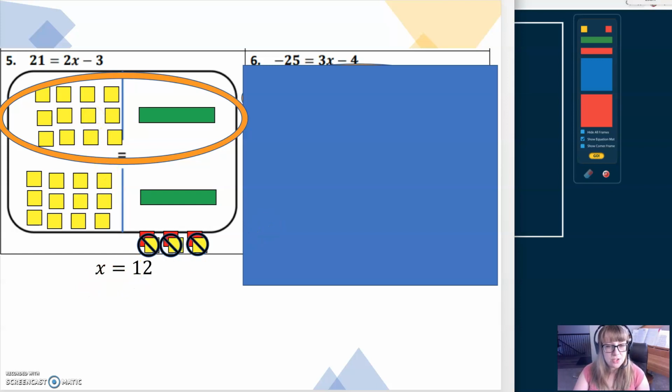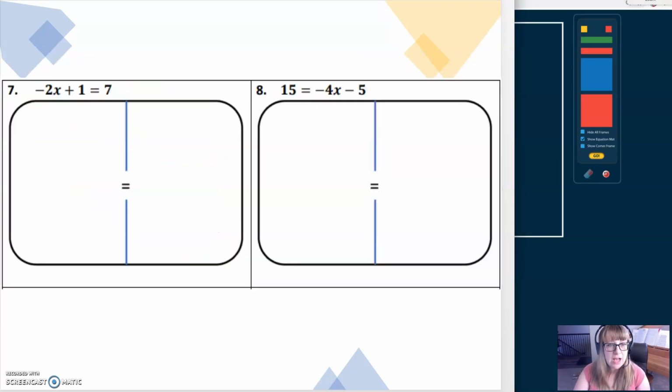Number 6 is for you to try on your own. And now we're going to look at number 7, and if we have time, we'll also take a look at number 8. The key thing to remember here, well, before I even give you any hints, get it set up, okay?